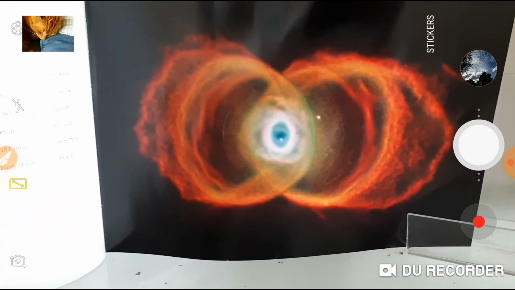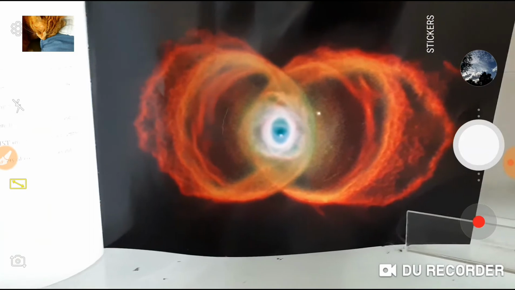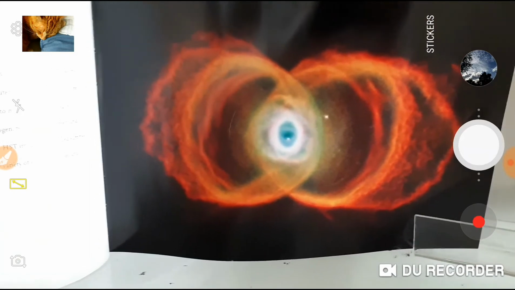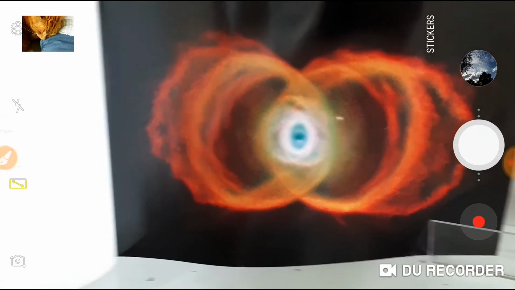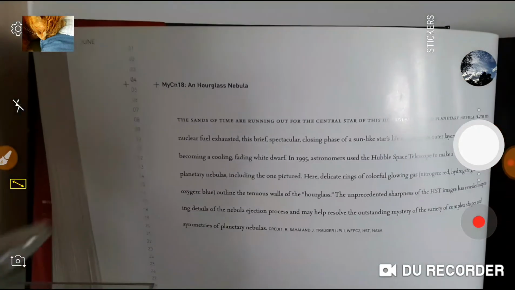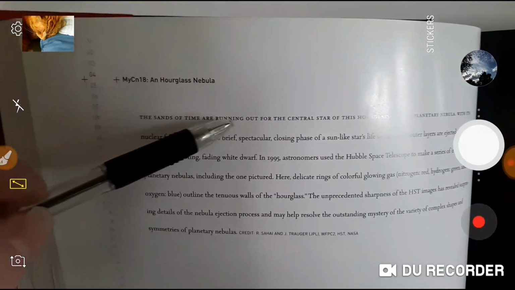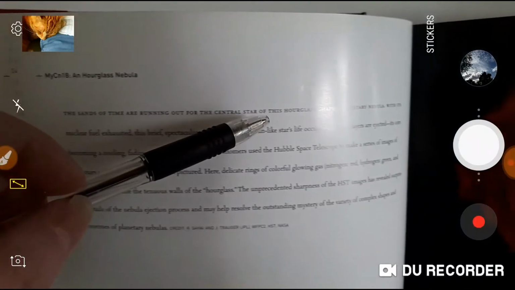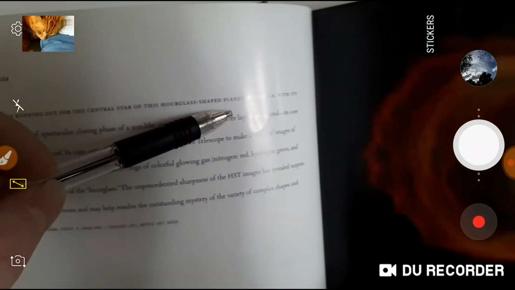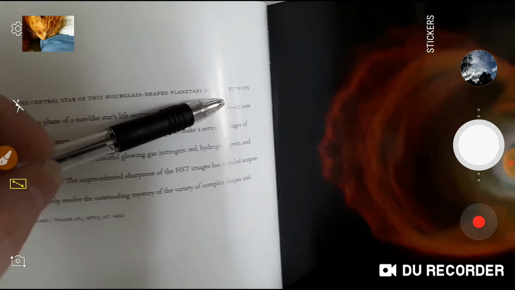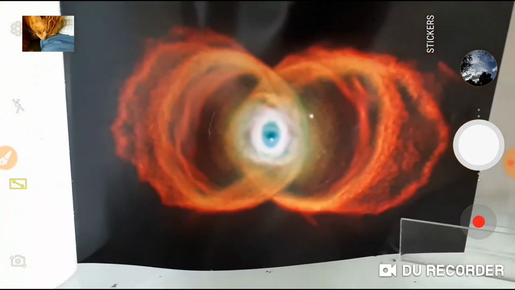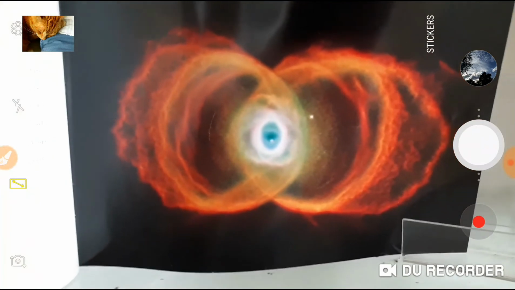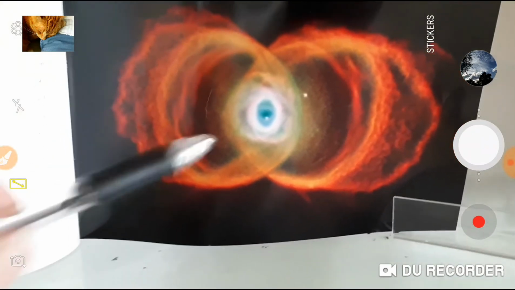That's effectively what a star looks like as it's emitting all its energy towards the death of its life. Hence why it says sands of time are running out for the central star of the hourglass shaped planetary nebula. Its nuclear fuel is being exhausted. Sun-like star.